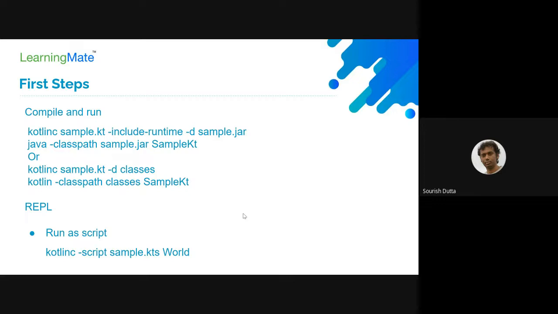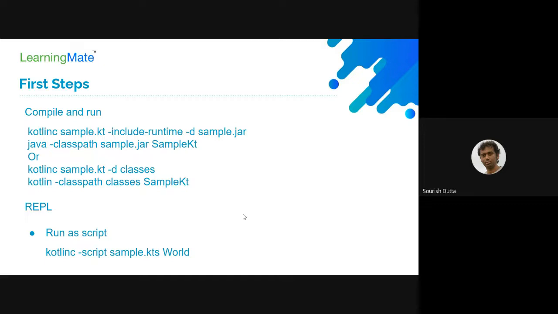And they created the language and they are maintaining it. The source file names have the extension .kt, meaning Kotlin files. Like javac, Kotlin has its own compiler named kotlinc. So you can compile a Kotlin source file saved as a .kt file, and you can include the runtime and also create a jar file out of that.